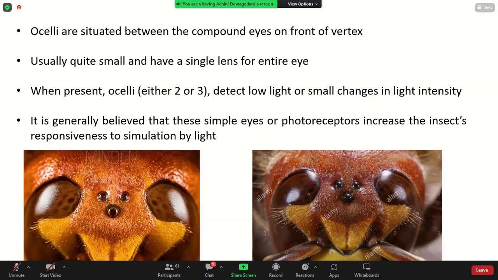So the function of these simple eyes is detecting low light or small changes in light intensity. They are not even developed like compound eyes.